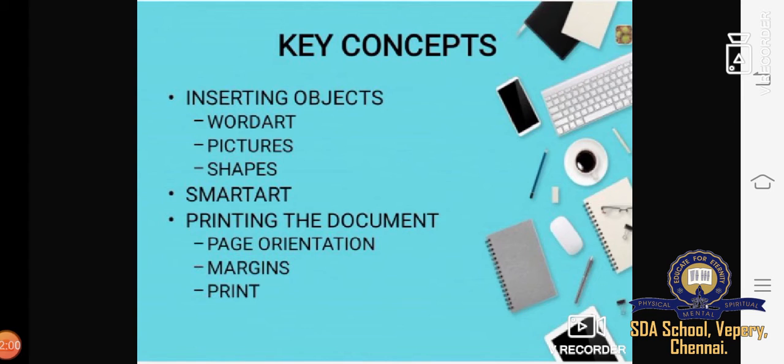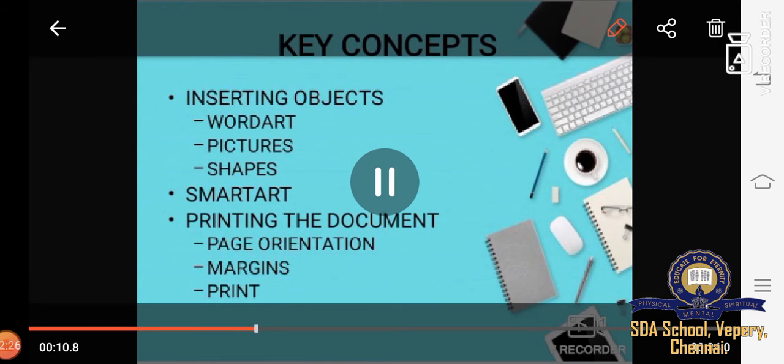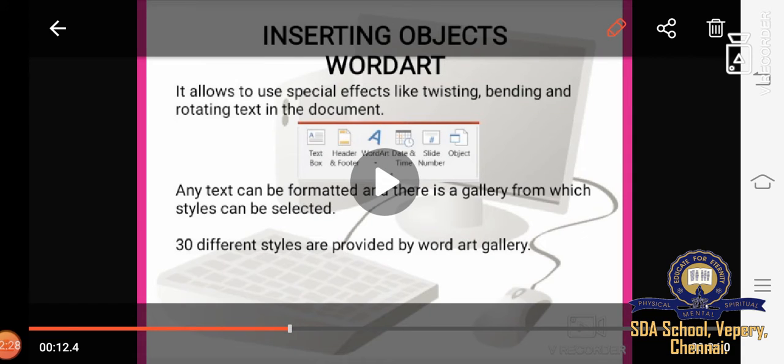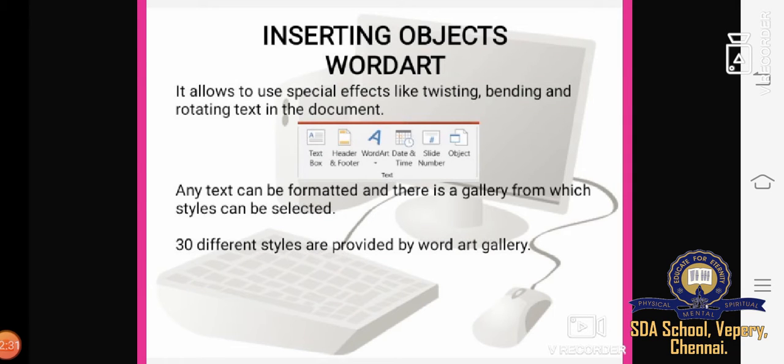What are the key concepts that we are going to discuss in this chapter? We are going to discuss inserting objects, under that WordArt, pictures and shapes. The second point is SmartArt. The third point is printing the document, under that page orientation, margins and print. These are the things we are going to discuss in this online class. The first one we are going to study is inserting objects.